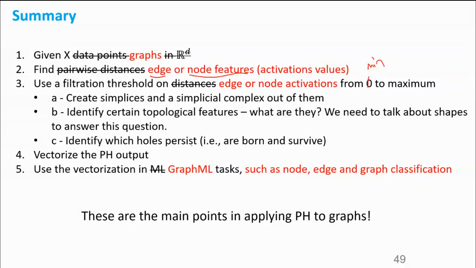Then we are going to identify which holes persist, and then we will vectorize the output, and we will use the vectorization in graph machine learning tasks. What are these? There are mainly 3 or 4 tasks. One of them is node classification. For example, in blockchains, when you are looking at Bitcoin addresses, if you want to identify which address belongs to ransomware hackers, this is node classification. You classify nodes as belonging to ransomware hackers or to ordinary people.